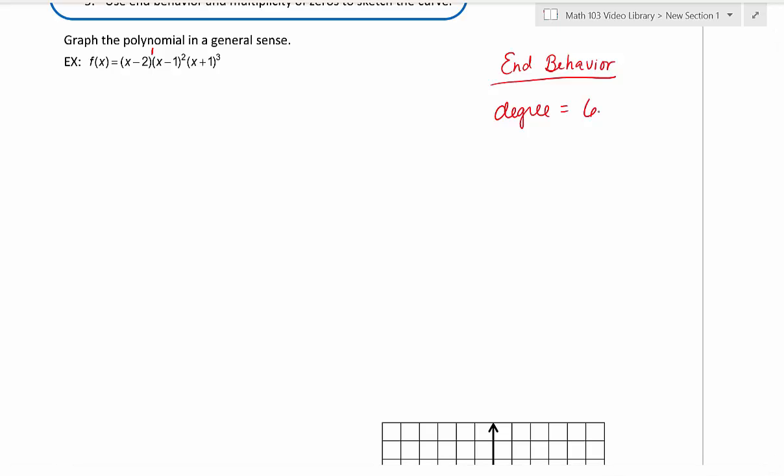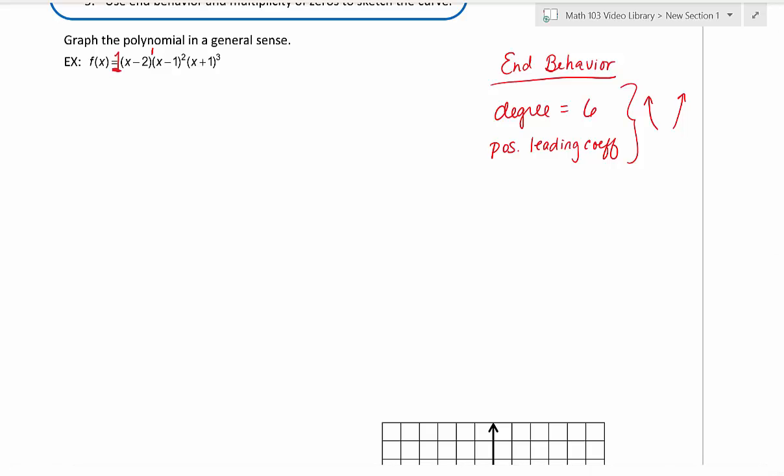Looking to the leading coefficient, we've got an invisible positive 1 out in front. So we have a positive leading coefficient. Putting those two together, even degree, positive leading coefficient, our end behavior is going to look like positive x squared, which means that it's going to enter from the top and exit out the top as well.